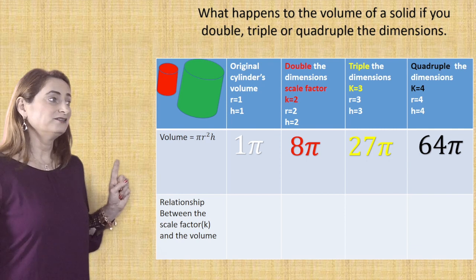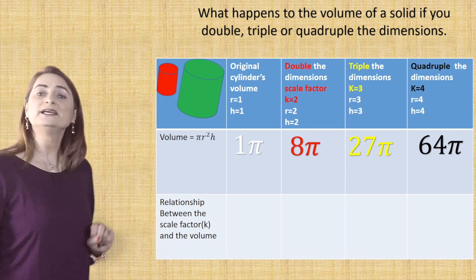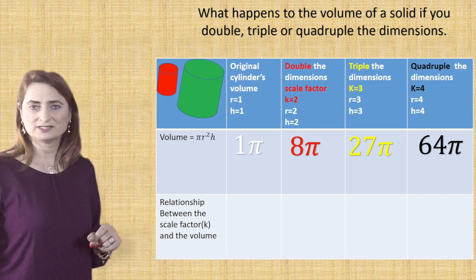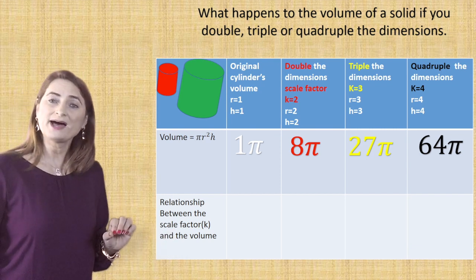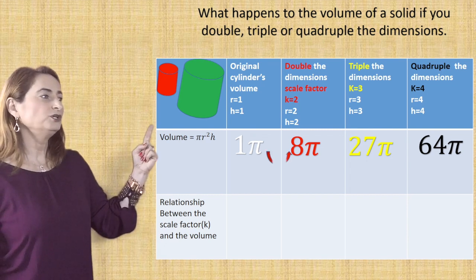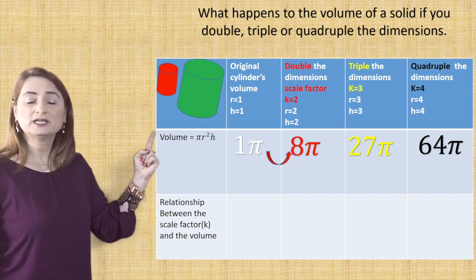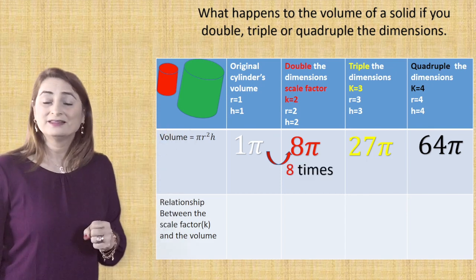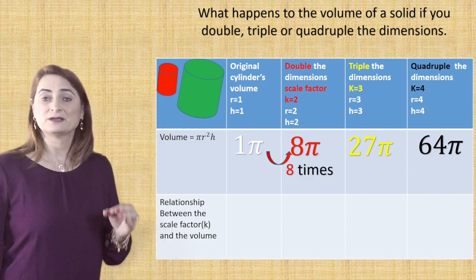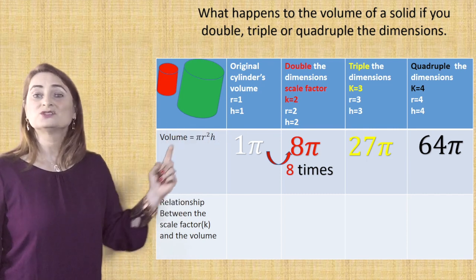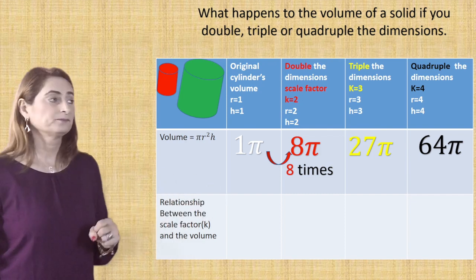Now let's find the relationship between the scale factor and the volume every time you double, triple, quadruple, or use any other scale factor. We always go back to the original volume. So what happens to the volume when you doubled or used the scale factor of 2? The volume went from 1 pi to 8 pi. That means it's 8 times bigger because 8 divided by 1 is 8. So it's 8 times bigger.